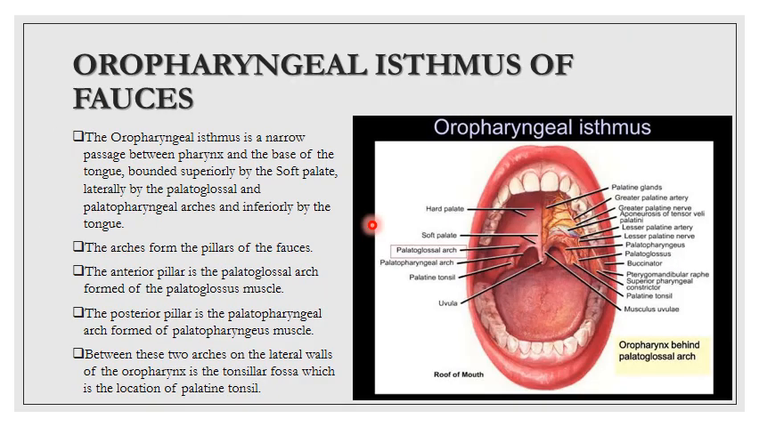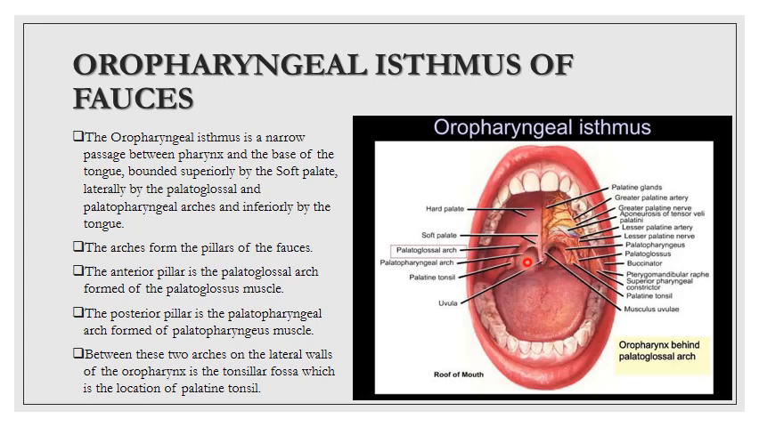Oropharyngeal isthmus, or the isthmus of the fauces. The oropharyngeal isthmus is a narrow passage between the oral cavity and the pharynx at the base of the tongue, bounded superiorly by the soft palate, laterally by the palatoglossal and palatopharyngeal arches, and inferiorly by the tongue. So basically, the oropharyngeal isthmus is the connection, the opening or passage between the oral cavity and the pharynx.